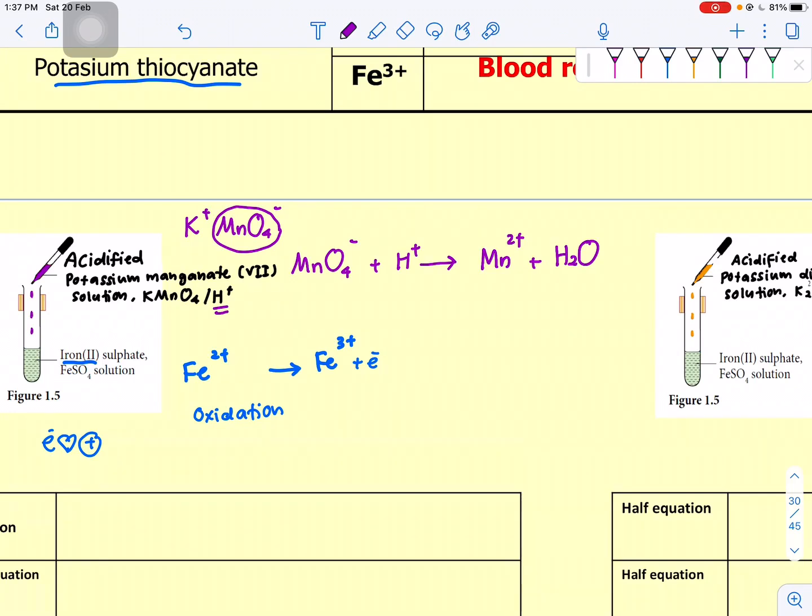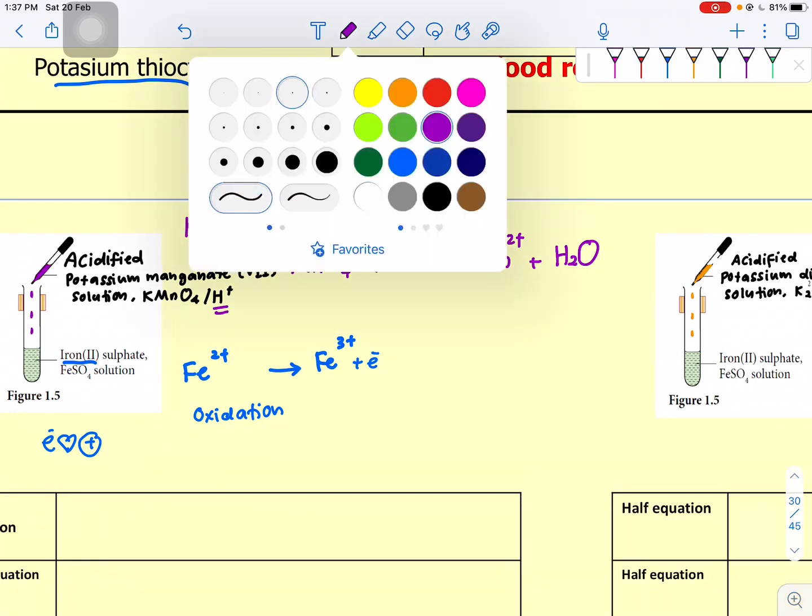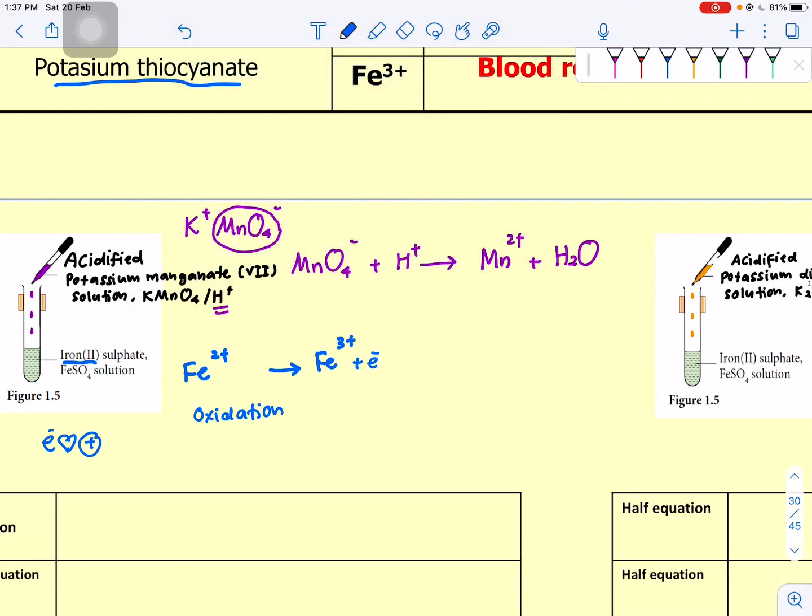Now it's time untuk balance. How to balance? Kita akan check left and right side. Okay, Mn belah kiri ada 1, belah kanan ada 1. O, kita ada 4 O, belah kanan ada 1. So dia akan melibatkan 4H2O. Now hydrogen, belah kiri ada 1, belah kanan ada 4 times 2, 8. So multiply by 8. Okay. So kita settle dari segi bilangan.